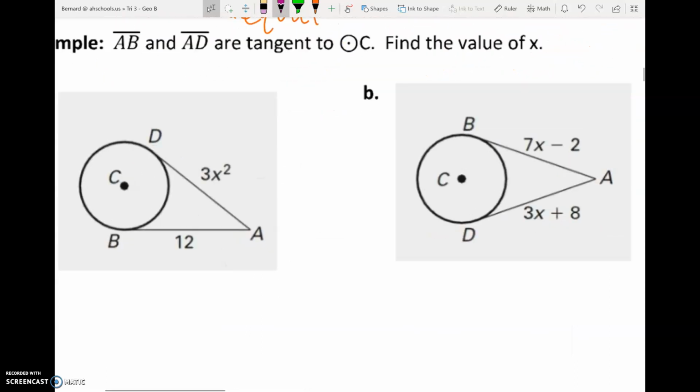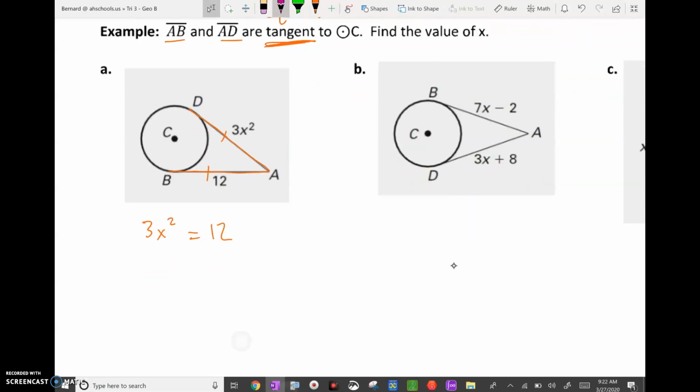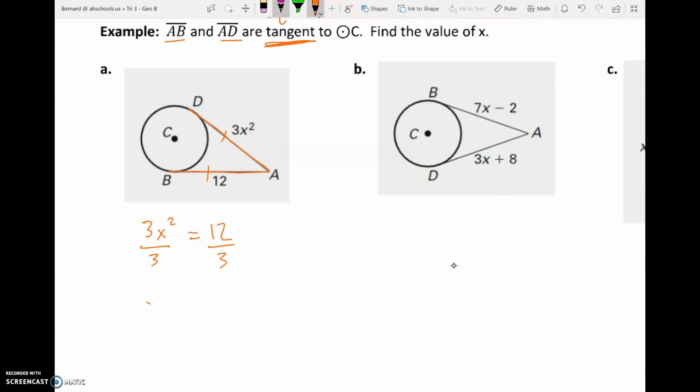So in the next set of problems, example A, it tells us AB and AD are tangent. So we know they're tangent. So this line is AB, the 12. The other line is AD. We know they're both tangent, because they're tangent, they have to equal. So all we want to do is do 3x squared equals 12. And we just solve for x. So divide by 3. X squared equals 4. We don't want x squared, we want x, so we square root it, and we just get x equals 2.